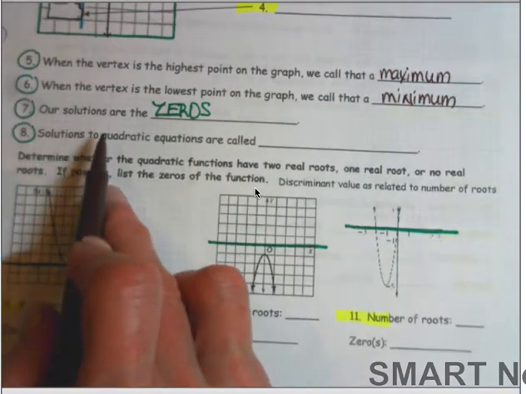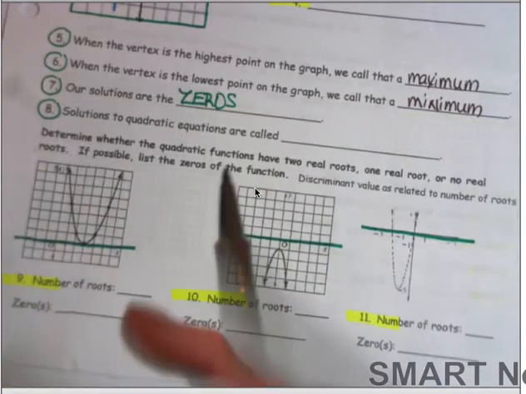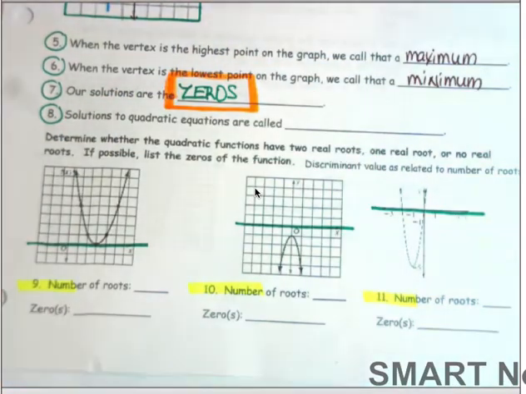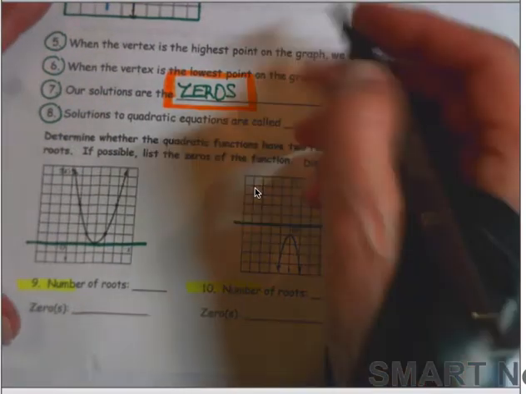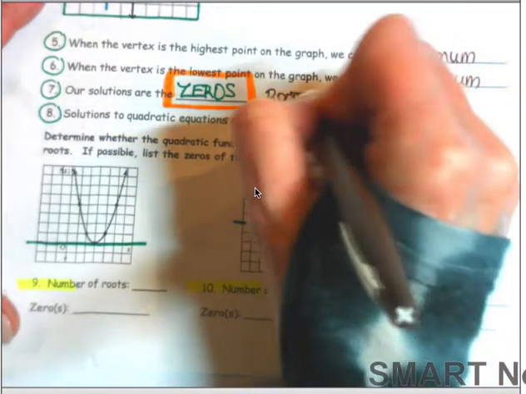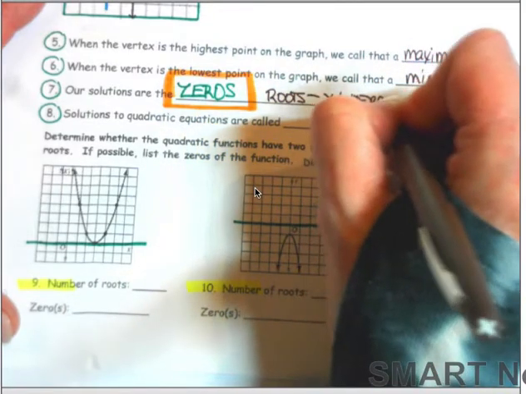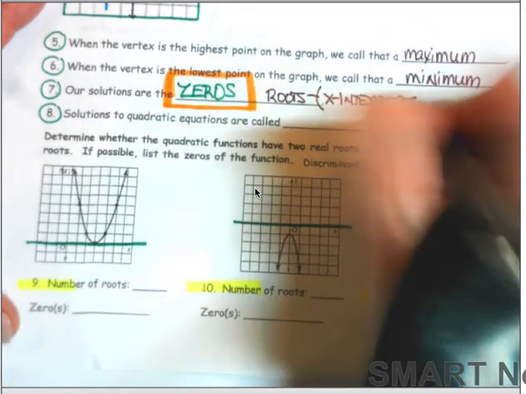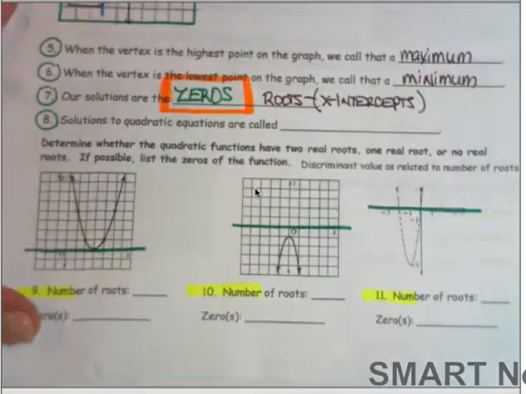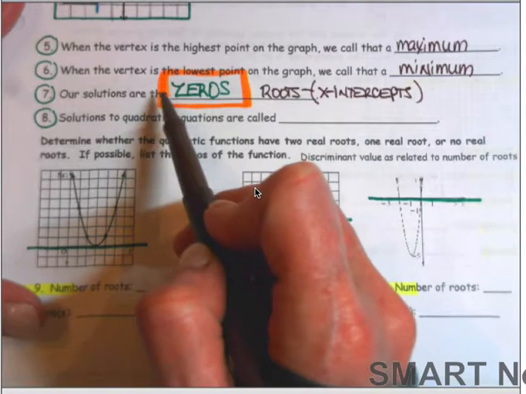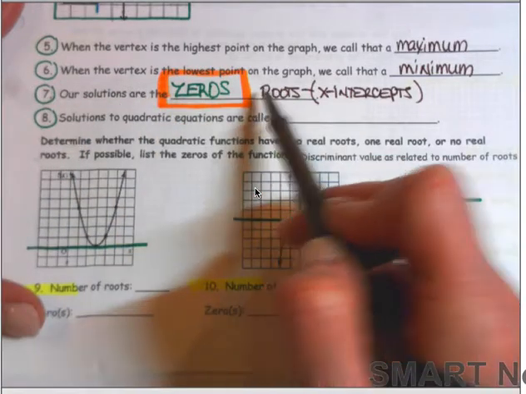Solutions are also called zeros. And this is a new word, the response to number 7 on page 7, zeros. Zeros can be thought of as roots, solutions, x-intercepts, all sort of interchangeable for us in Algebra 1. Some of these things will be refined later in a higher level course, but for now, a zero for us would just be synonymous with solution, roots, x-intercept.